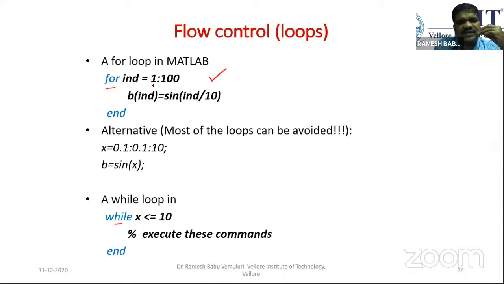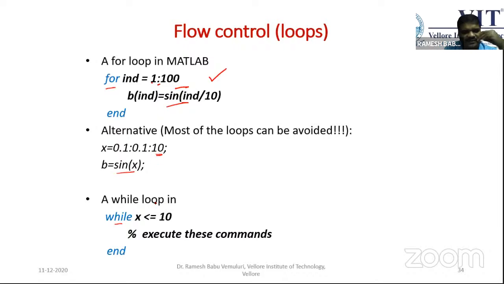Here we can clearly understand that only one colon is there, which means the step is not specified, so each time it will go one step: 1, 2, 3, 4, like this. That means we have 100 numbers, so we know it exactly. Alternatively, with other loops like x = 0.1:0.1:10, here also we will have almost 100 iterations.